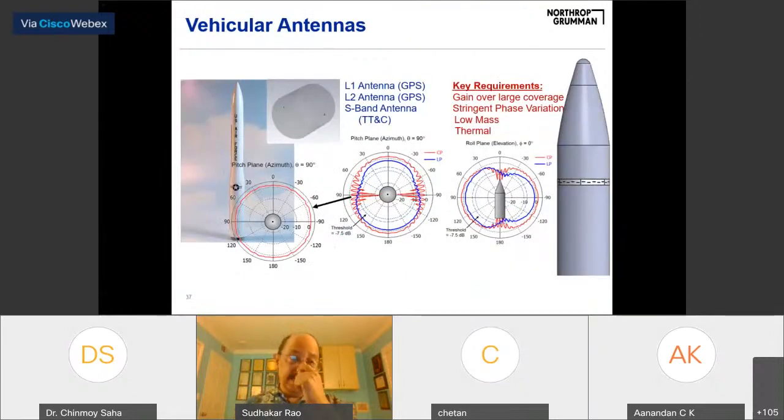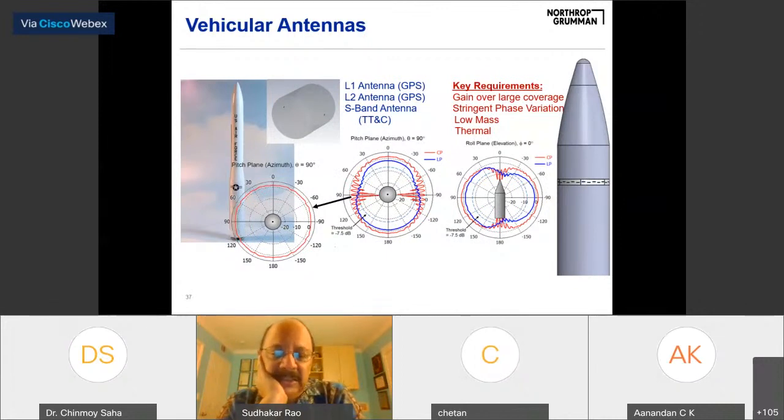This is a missile application, vehicular antennas. Northrop Grumman got selected to develop next generation missile systems called GBSD, the ground-based strategic deterrent system. So they want to upgrade all the missiles. They typically work at L1, L2, and S band. It's almost $65 billion, and with options, it's almost $100 billion. So it's the biggest contract we got.